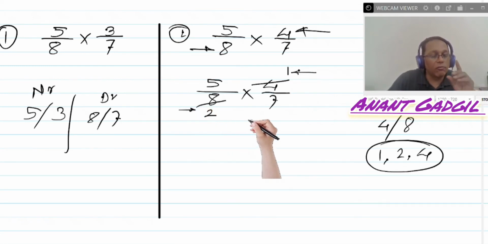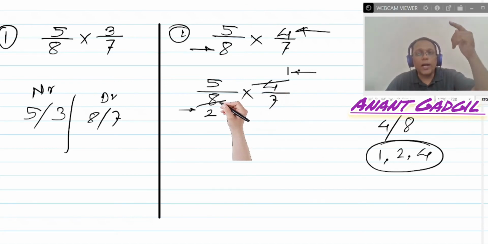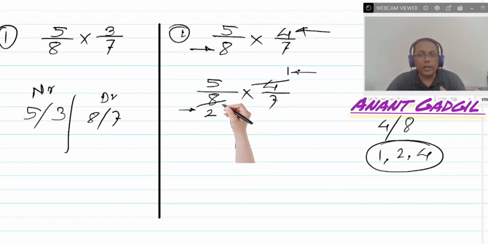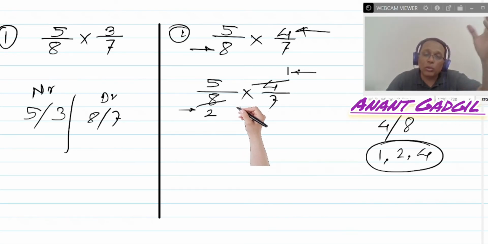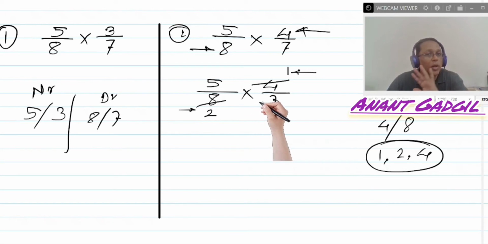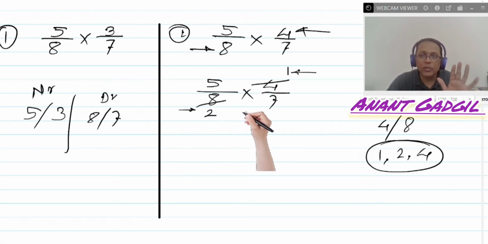One very important thing was, 4 was in the numerator, 8 was in the denominator. This is a very important thing. If both the numbers are in the numerator or both are in the denominator, then you cannot simplify them like this. Okay? So you have to remember this.